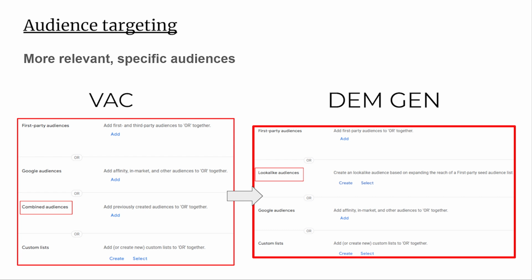However, in demand gen ad groups, lookalike audiences are available. Lookalike audiences is a new audience solution unique to demand gen campaigns at Google. It helps you to reach new qualified consumers outside your existing customer base by expanding the reach of first party seed audience lists.